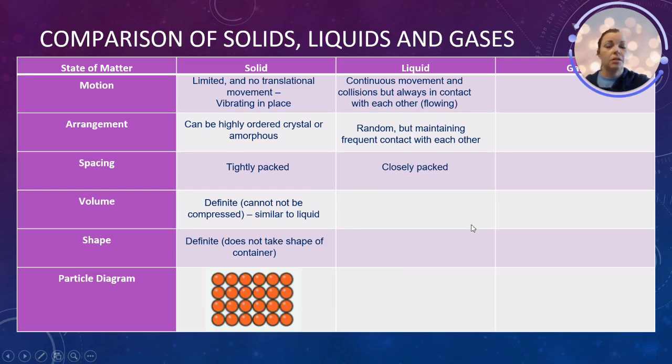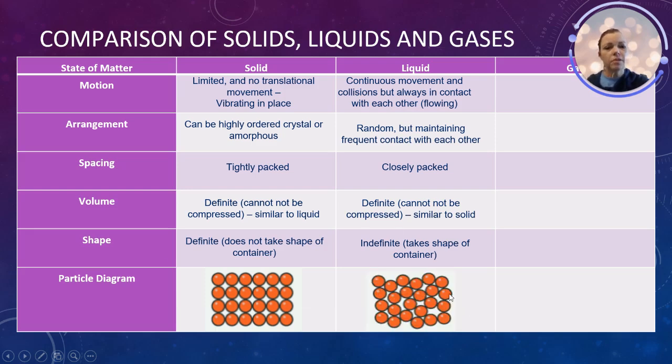The spacing is closely packed, not as tightly packed as a solid. So we do see more spacing in between the liquid particles. However, the volume is still definite. It cannot be compressed, and that's similar to a solid. For those reasons, the fact that they cannot be compressed, we call both the solid and the liquid the condensed state, which you might remember from the previous topic. The shape of a liquid, though, is indefinite. It does take the shape of the container because it does not have that rigidity of the solid. And so this is what a diagram might look like as a liquid. So you notice there is more spacing between the particles and there is not that ordered structure, but there's still quite a lot of contact.